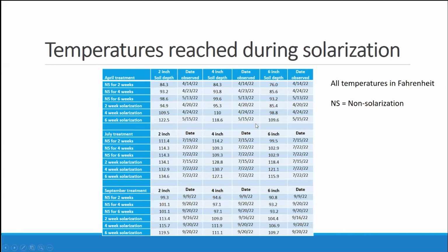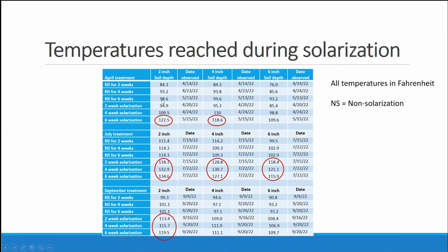This is not a chart that's intended to overwhelm you. I'm going to focus you in on some temperatures, right? For the 2-week solarization, we definitely got well over the temperatures you would need to target weed seeds at 2 inches, at 4 inches, even at 6 inches; we were well within a range to target weeds. In September, and I'll show you this, there was really only the 2 inch depth where we managed to get over that threshold. A little bit in the 4 inch, but nothing in the 6 inch.